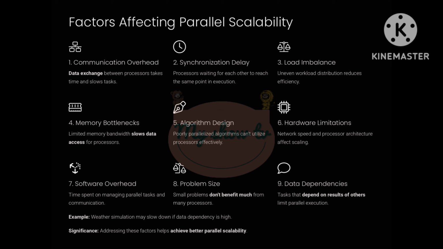6. Hardware limitations. Network speed, processor types, and architecture can limit scalability. 7. Software overhead. Managing tasks and communication also takes time and can reduce net performance. 8. Problem size. If the problem is too small, adding more processors won't help because there's not enough work to distribute. 9. Data dependencies. Some tasks can't start until other tasks finish, causing delays. Understanding these factors helps us optimize our system and choose better algorithms for parallel computing.